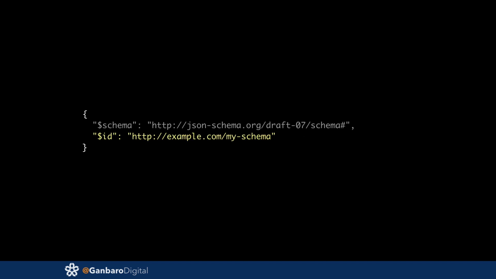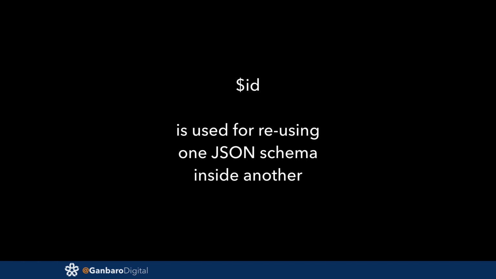The next line is an ID. It tells the validator what to call our schema. The validators don't use our file names, they use these ID strings. And that allows one JSON schema to pull in another one at a later date, so you can start to reuse those and create a dictionary of reusable JSON schema, which is very handy.